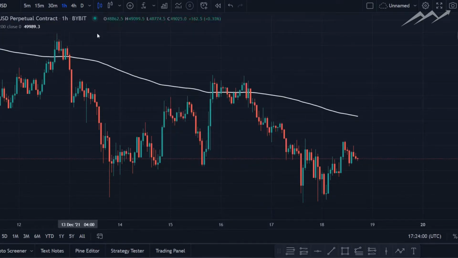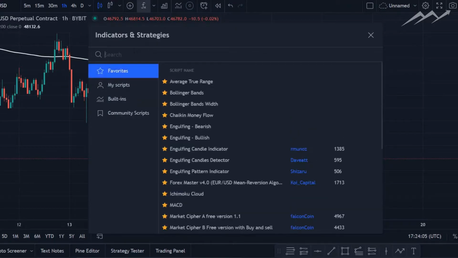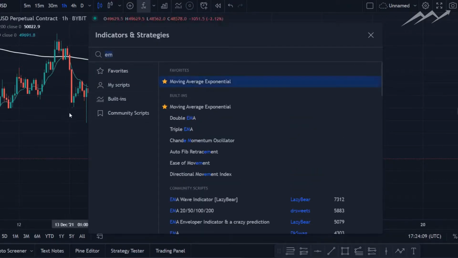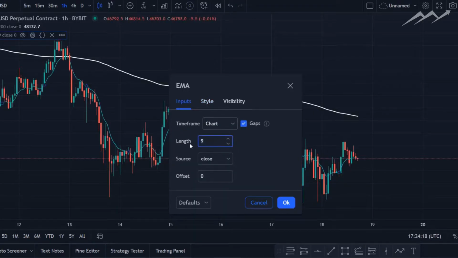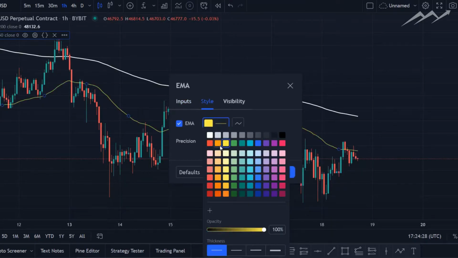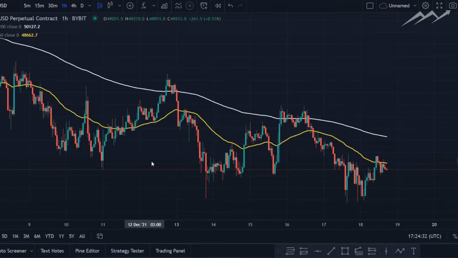Another exponential moving average is the second free Tradingview indicator. The 50 and 200 exponential moving average will work together to establish overall trend direction. This exponential moving average length will be set to 50 and colored in yellow.